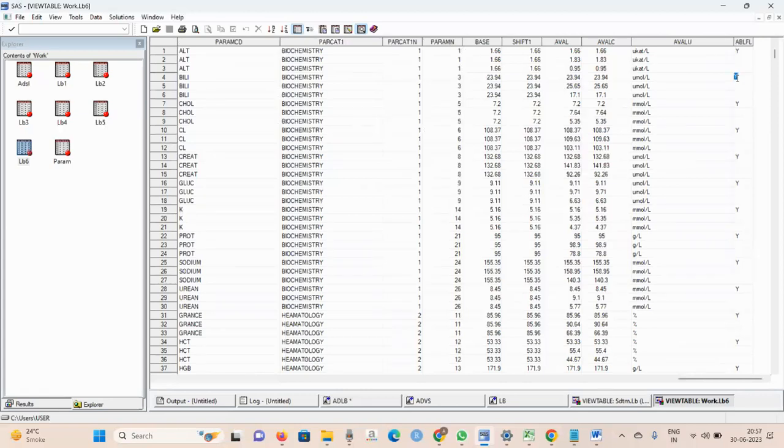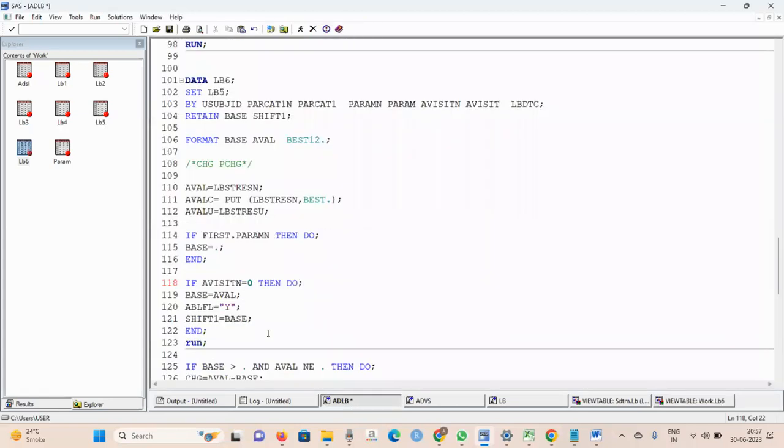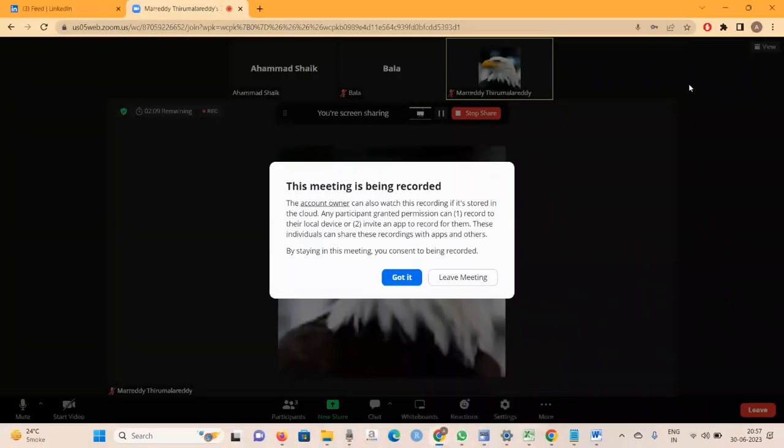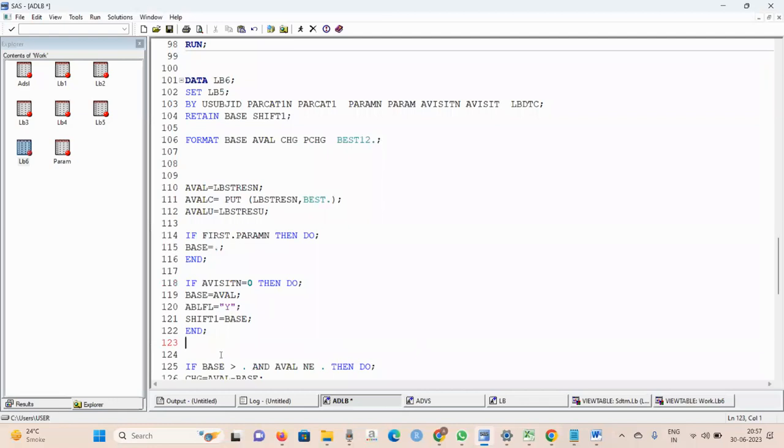And this is a screening. So we put the base equal to visit number equal to 0, and that's the reason we consider that value as baseline flag equal to yes. Hopefully you understand, right? Did you find any confusion, or are you okay? Okay, so the next one.